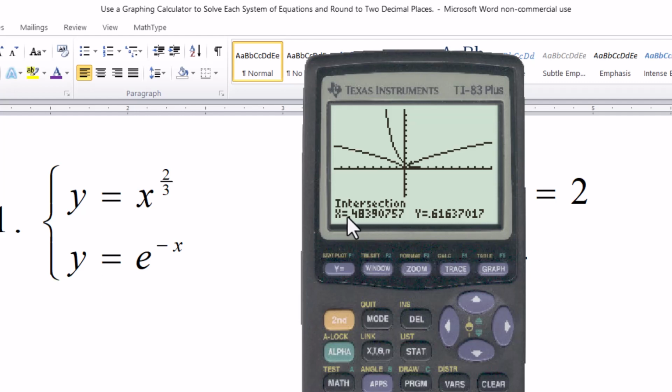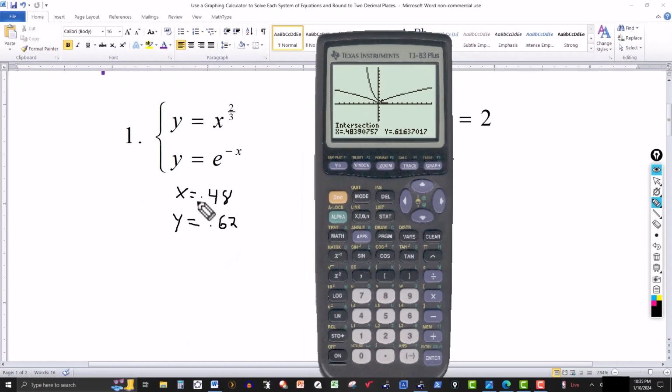it wants it to 2 decimal places, so x would be 0.48, and y would be to 2 places, 0.62. And you could also give that as an ordered pair. The intersection point is 0.48 and 0.62. Or you can leave it as a solution pair like this. And there you have it.